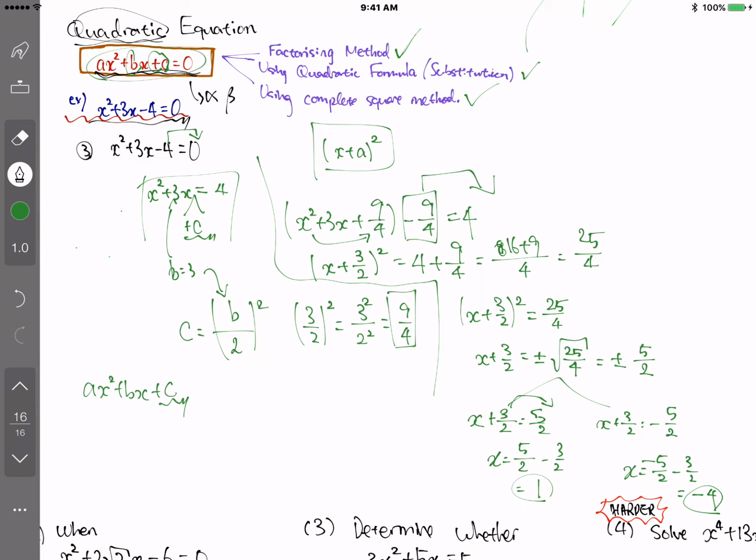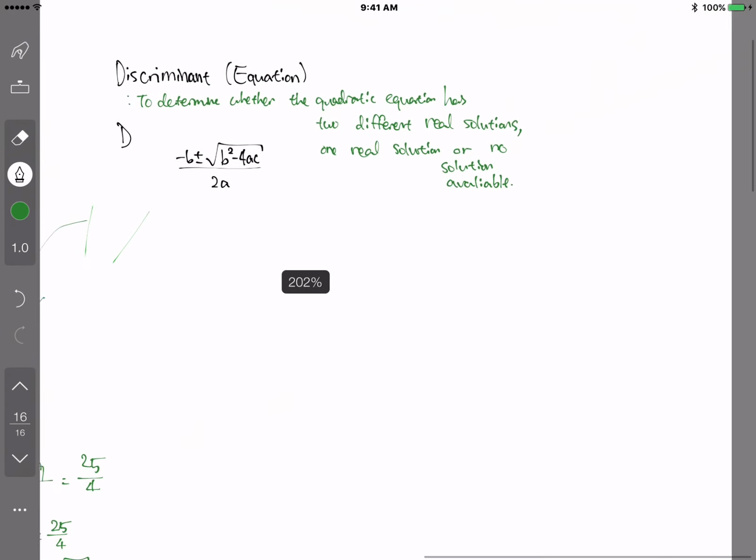So these are the three methods to solve the quadratic equation. Let's move to the second section. This is not it for the quadratic equation. I just want to tell you one more thing about this. So let's move on to this screen.